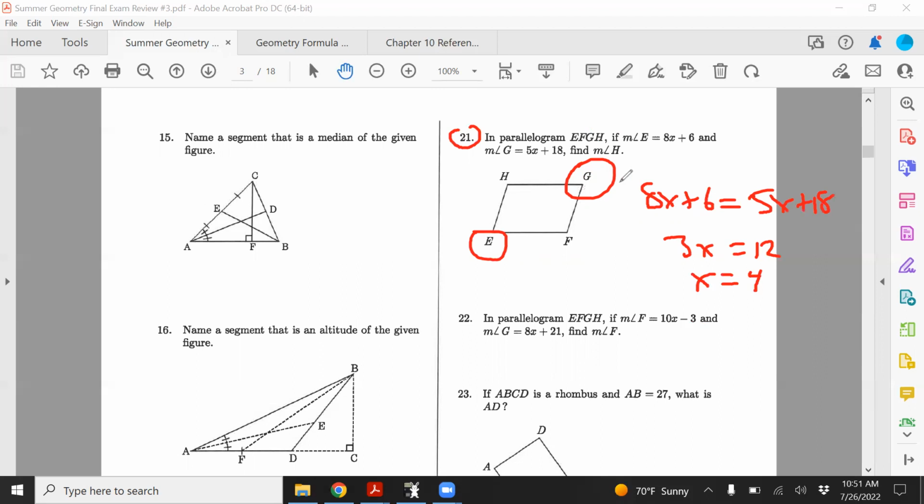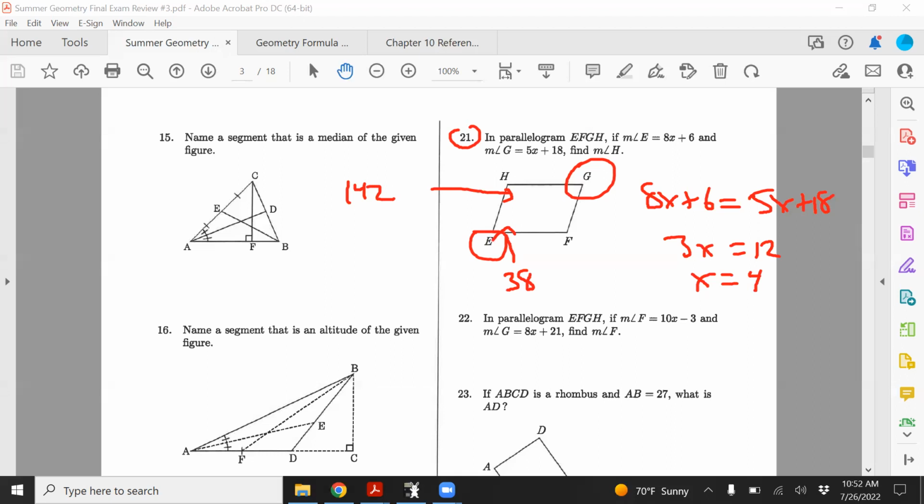So there you go. And then, well, you're not done yet, but if x is 4, that's going to be 68, I think. Wait, no, 52. Well, I'm losing my mind here. Hold on. 38. Geesh. Third time's charm. That's 38. Therefore, this is going to be 142, because it's a parallelogram, these two angles are same-side or consecutive angles. Or you could just do 38 plus 38, which is 76, take it away from 360, and then split that, because that's going to be split between H and F. You can do that too.